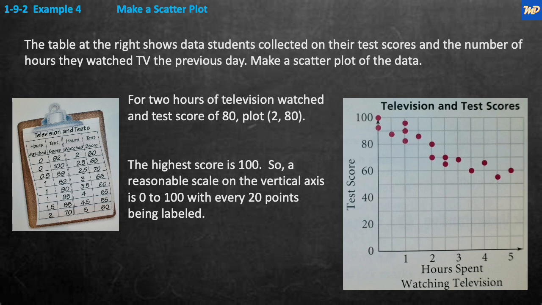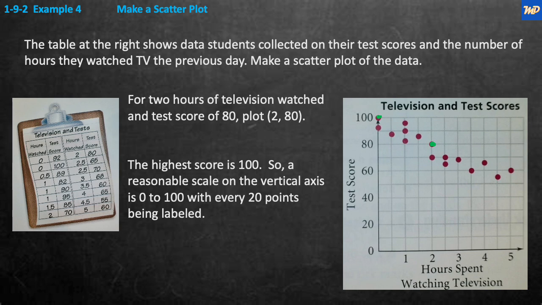So for 2 hours of television watched, the test score was 80, right? They had a test score of 80. So plot 2 and 80. They plot the first one, which is here, is 2, and 80 is right here. So they plotted that one. There we are. It said the highest score is 100. We're way up here at 100, right?